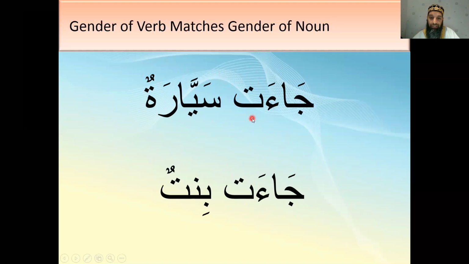then what happens is you're going to use ja'at. You're not going to say ja'a, because ja'a is masculine. You're going to say ja'at. It came, but she came, feminine. A caravan. Okay, a caravan, yes. In the Quran, it translates as caravan, but in modern Arabic now, sayyara is used for car. That's why I said car.